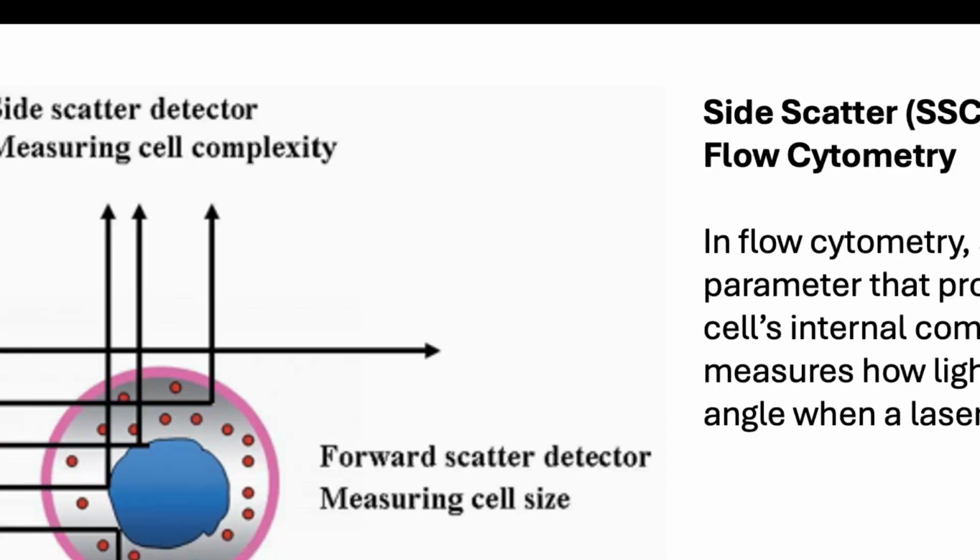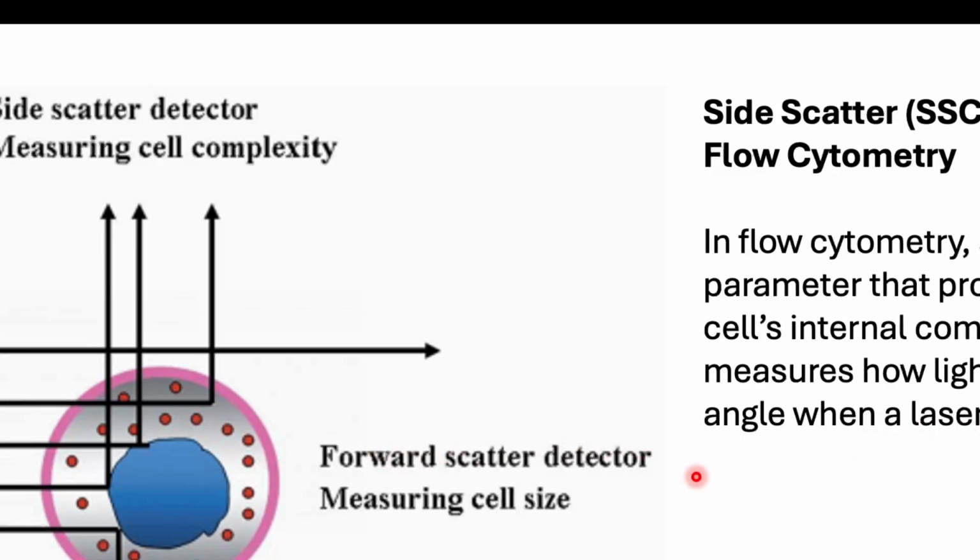Now there are two kinds of parameters that a flow cytometer measures. One is the forward scatter and the other is the side scatter. In flow cytometry, side scatter is a parameter that provides information about the cell's internal complexity. See, the granules present inside the cell will scatter the rays of the incident light source. So, side scatter is a measure of the cell's internal state or complexity. It measures how light is scattered at a 90-degree angle when a laser beam hits the cell.